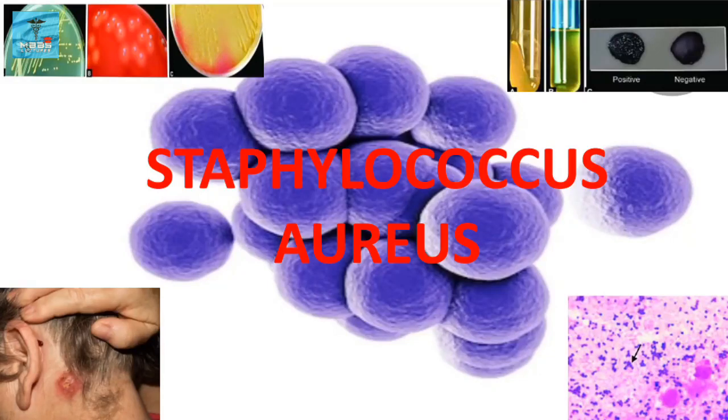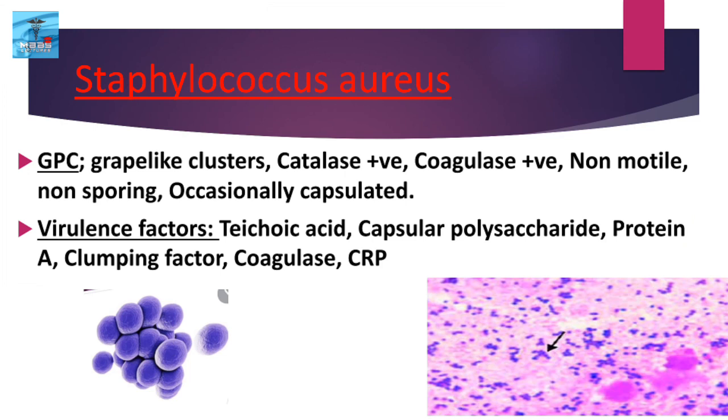A quick revision about Staphylococcus aureus. Staphylococcus aureus is a gram-positive coccus arranged in clusters, and it looks like a grape-like cluster. It is catalase positive, coagulase positive, non-motile, non-sporing, and occasionally capsulated.